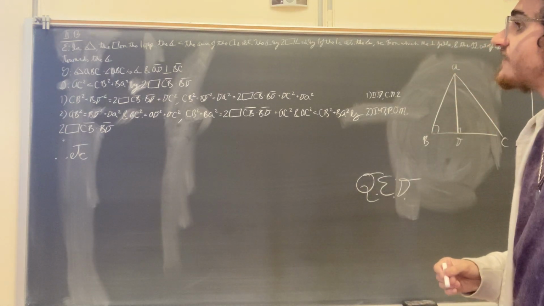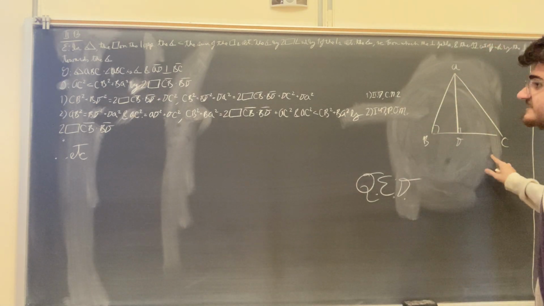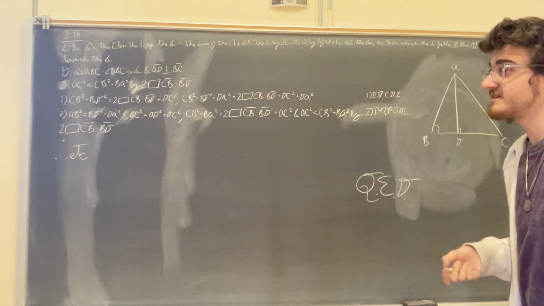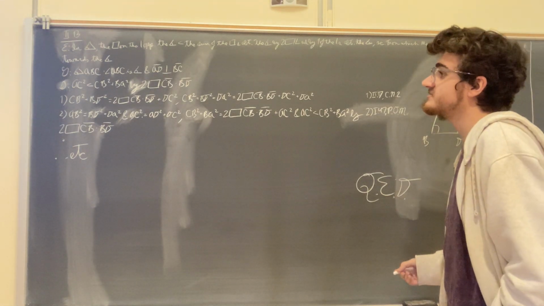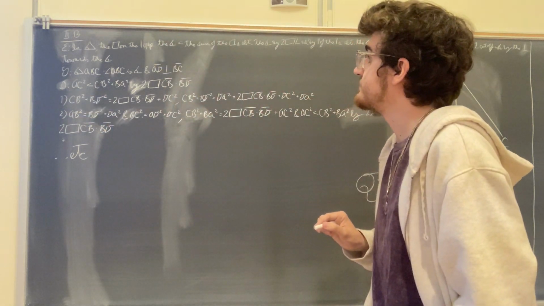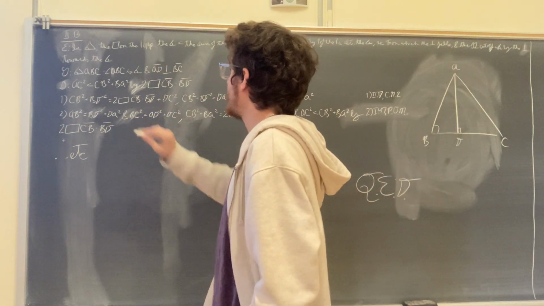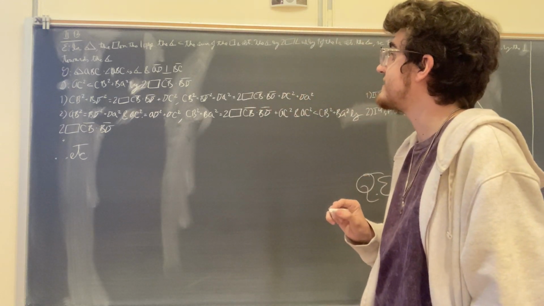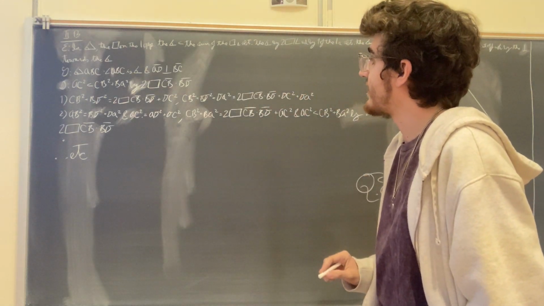Let's begin. First, we know that because BC has been cut at random at point D, we can leverage Prop 2.7 and say that the square on CB plus the square on BD is equal to twice the rectangle contained by CB and BD plus the square on DC.